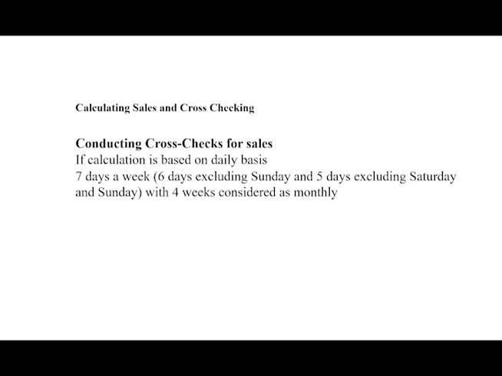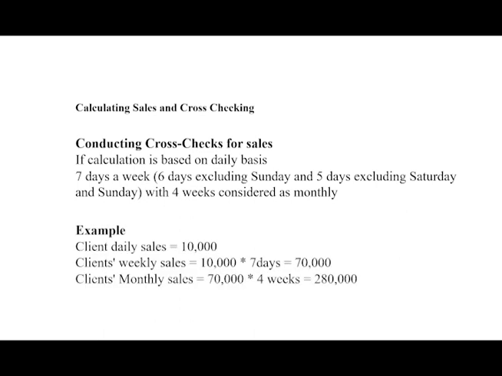Let's take these scenarios as an instance. We all know 7 days makes a week. If we exclude Saturday and Sunday, it gives us 5 days. So let's use that as an example. Based on a 7 days a week analysis, assuming 4 weeks makes a month, we have the analysis below. Client daily sales equals 10,000. Client's weekly sales equals 10,000 multiplied by 7 days equals 70,000. Client's monthly sales will then equal 70,000 multiplied by 4 weeks, which equals 280,000.